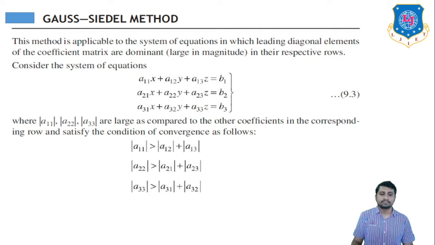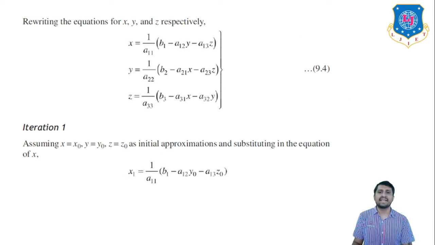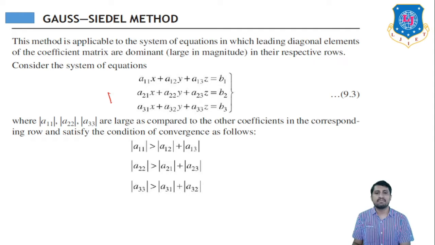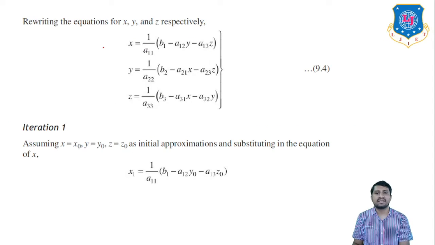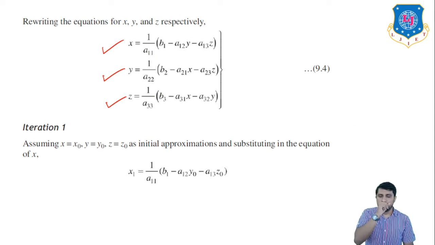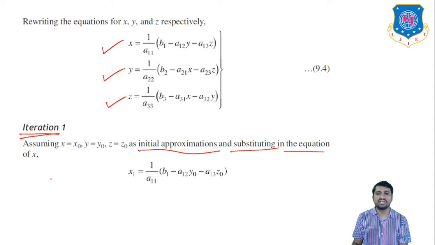Okay, so let's try to understand once again from the first equation. You have to take the value of x from the first equation, the value of y from the second equation, and the value of z from the third equation. So you will get these three equations easily. Now iteration 1, assuming x equal to x0, y equal to y0, z equal to z0 as the initial approximation and substituting in the equation of x, x1 is equal to b1 minus a12 y0 minus a13 z0 divided by a11.